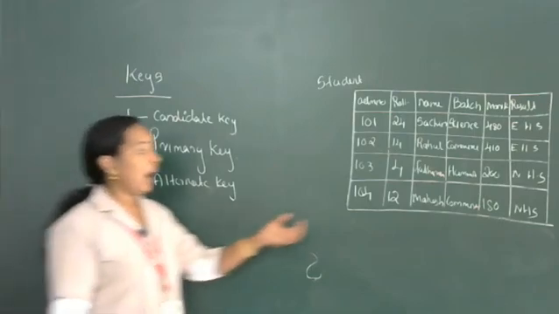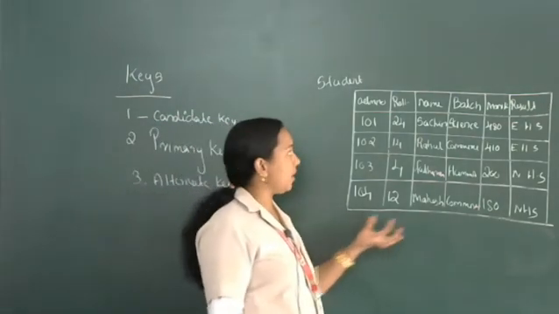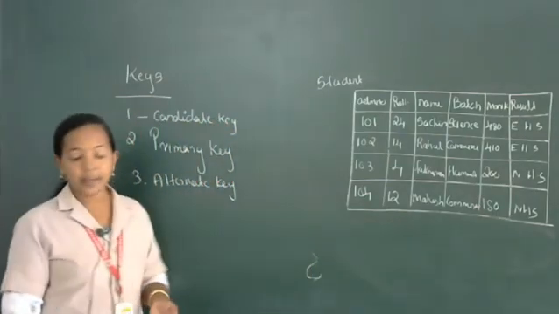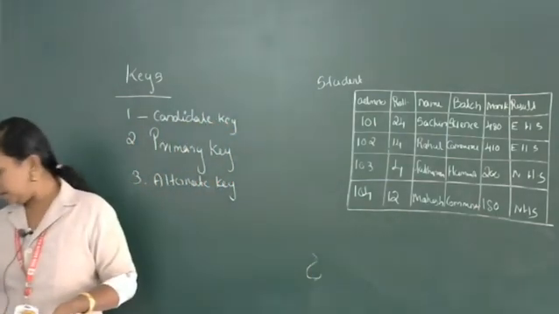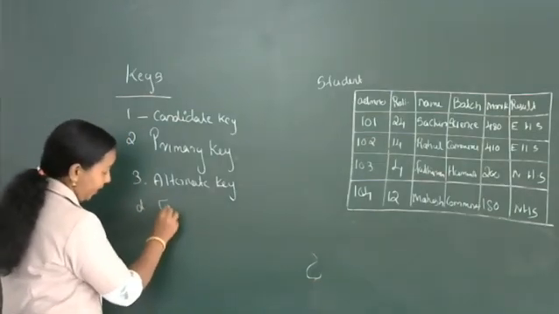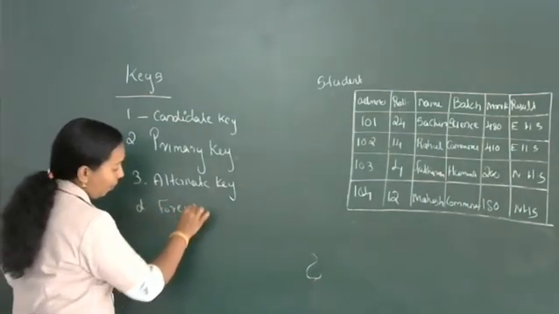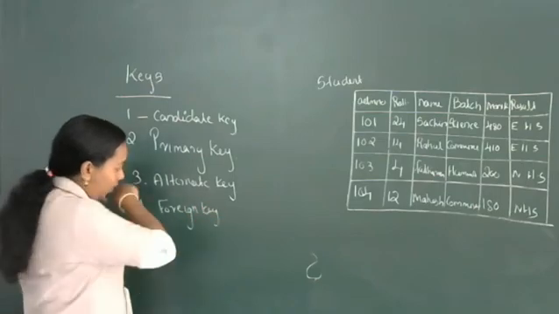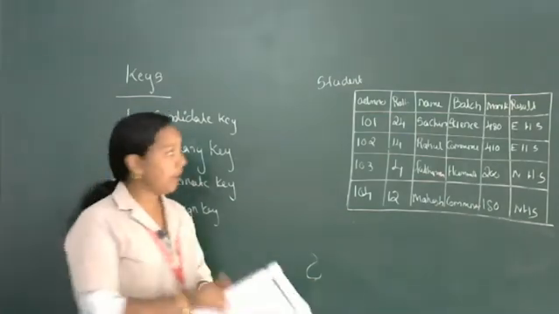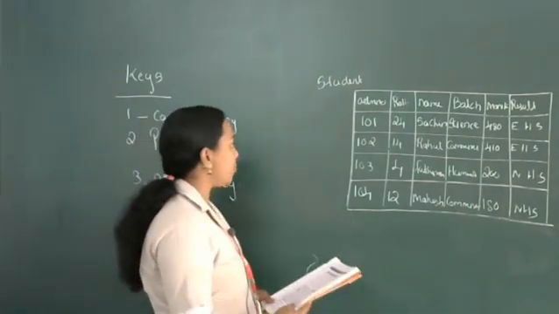So here admission number is treated as primary key. So we can use roll number as alternate key. Okay. Then one more key is present. Foreign key. Foreign key means we are connecting two tables together.